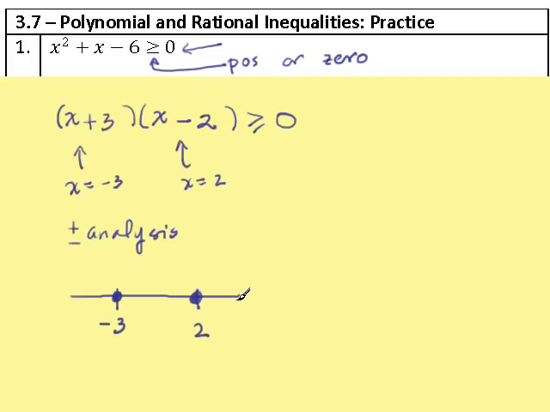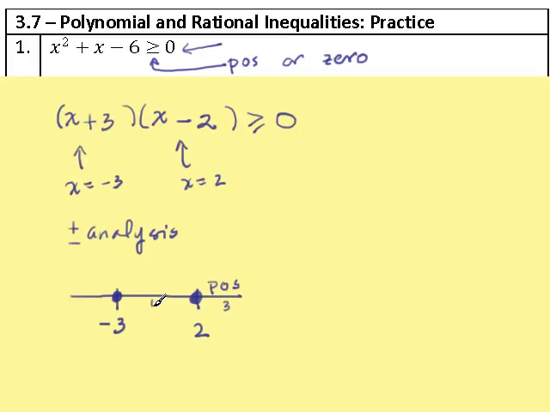Now if we substitute in values in the intervals in between, we'll see if this is positive or negative. For example, if we substitute in a 3, which is to the right of 2, then 3 plus 3 is positive and 3 minus 2 is positive. So we have a positive times a positive. That means that this polynomial is positive on this entire interval. Now how about in between?